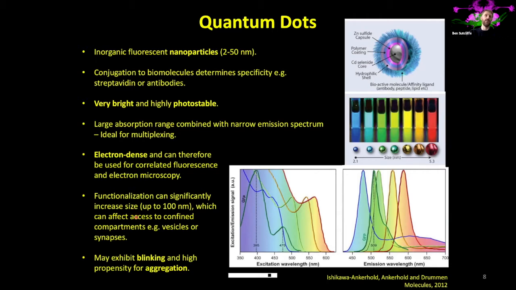But when you functionalize them, they can increase in size. So they're not great for accessing small compartments. So if you wanted to get them inside vesicles or synapses, then it might be a bit problematic. And they can exhibit blinking and a high propensity to aggregation. So there's pros and cons to all labeling techniques, of course.